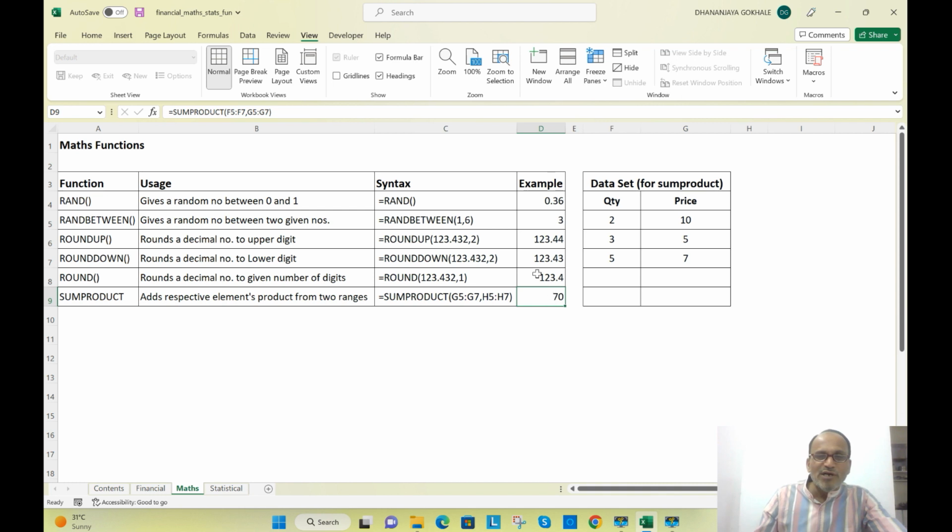It has rounded it to 123.4. So anything more than 43, it is going to round it to the higher value. That's it. Pretty useful functions in maths, right? Although there are so many other functions, you could take cube root, cubes, powers and so on. But only if you're doing some kind of work related to mathematics will you be needing them. For normal data analysis, you would not be needing the other mathematical functions.